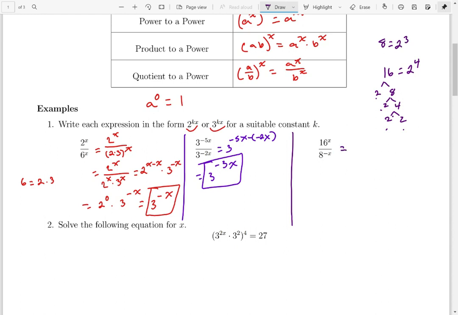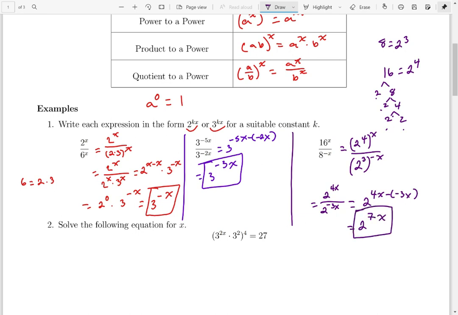And so I can rewrite this as 2 to the 4th raised to the x power divided by 2 cubed raised to the negative x power. Well, that's the same thing as 2 to the 4x divided by 2 to the negative 3x. Then the quotient rule for powers is going to say that this is the same thing as 2 to the 4x minus 3x, which is the exact same thing as 2 to the 7x. And so there we are.